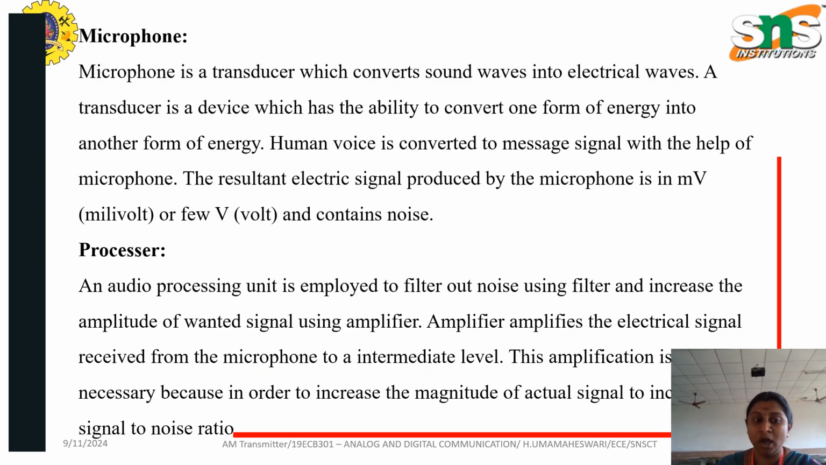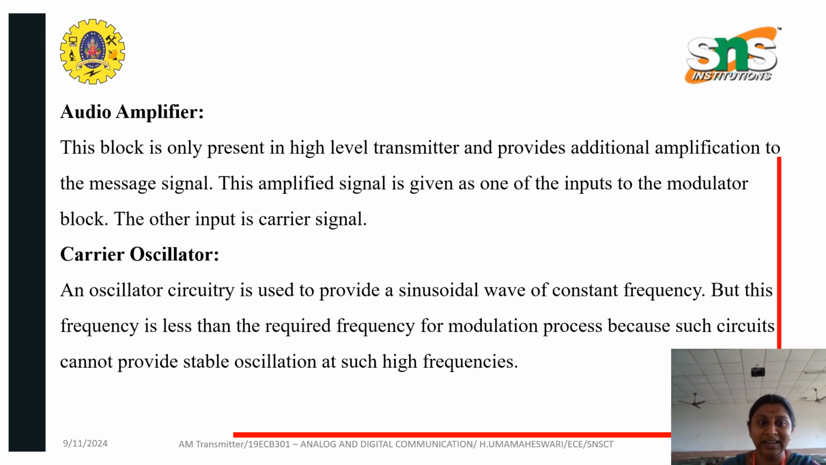Each block is explained here in detail. The microphone is a transducer which converts the sound waves into electrical waves. Then the processor is mainly used to filter out noise using a filter and increase the amplitude of the wanted signal using the amplifier. Then the amplifier amplifies the electrical signal received from the microphone to an intermediate level, where the audio amplifier is present here and provides additional amplification to the message signal.